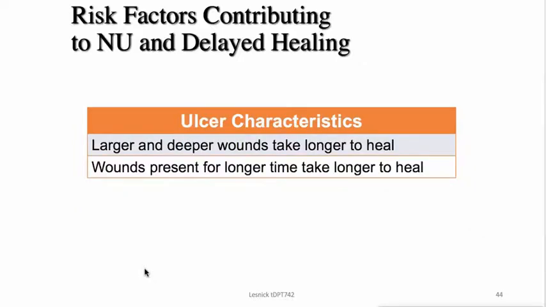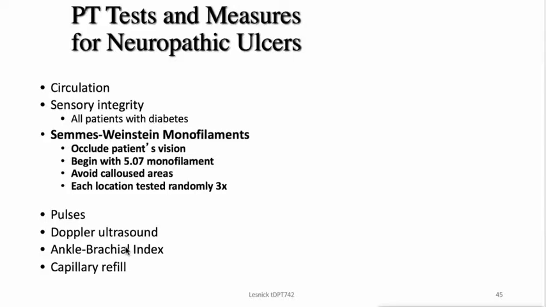Ulcer characteristics: usually with neuropathic ulcers, they're larger and deeper and they take longer to heal. The wound presents for a longer time. Some of the tests and measures that are used are circulation tests like the Doppler, and sensory integrity. All patients with diabetes should be tested with the Semmes-Weinstein monofilaments.